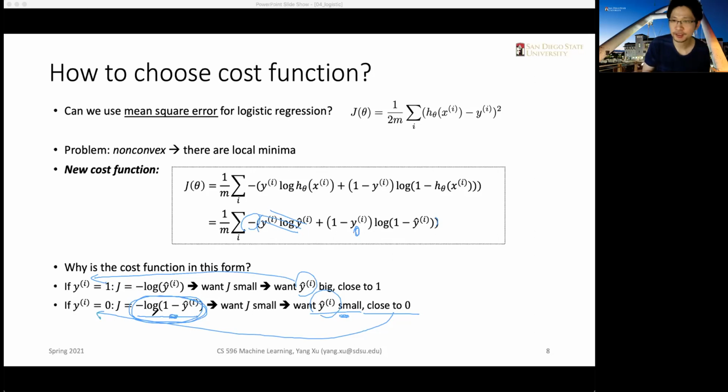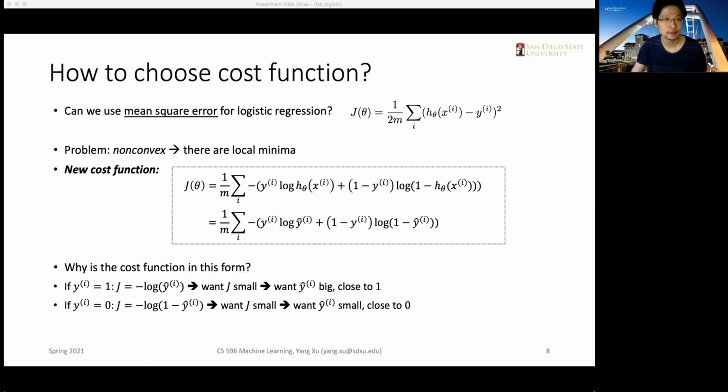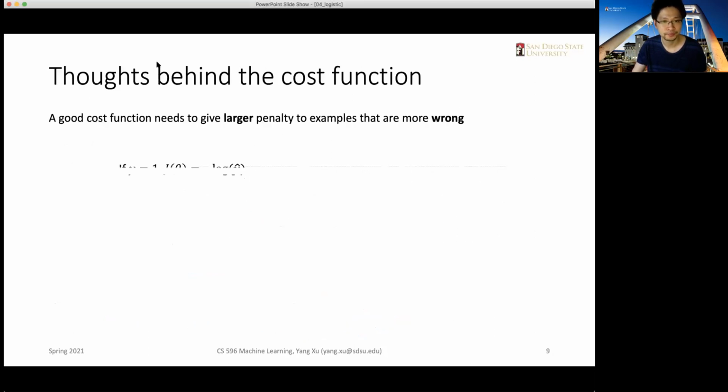So by minimizing the cost function in this form, we will naturally push the predictions to be as close to the ground truth as possible, right? So this cost function turns out to be what we need. Okay, so in the next slide, we will have a closer look at the relationships.